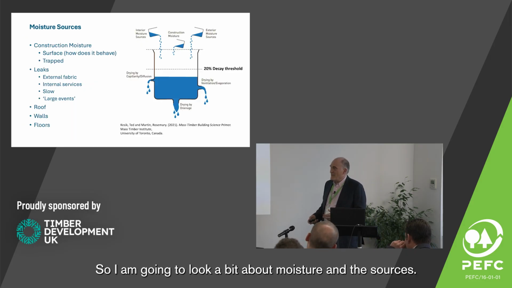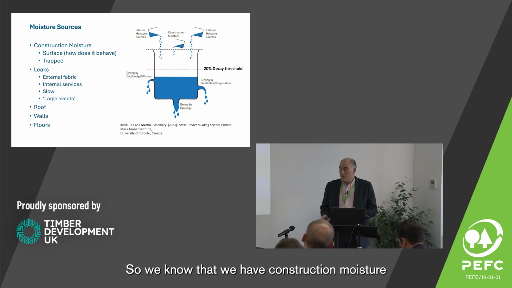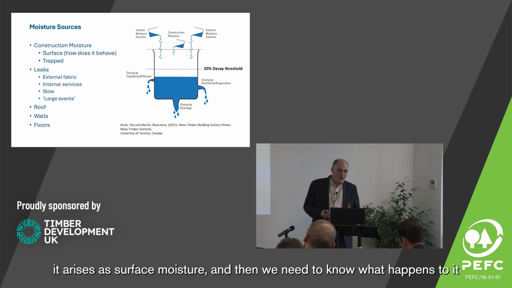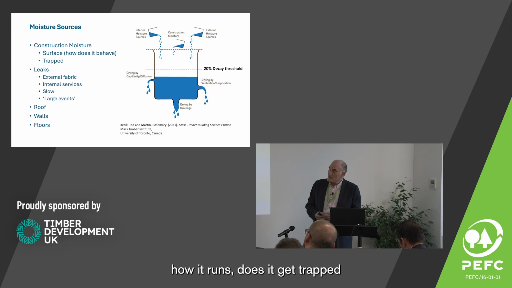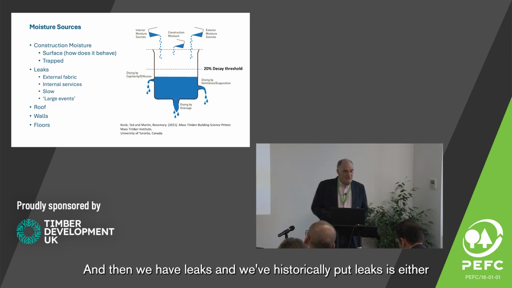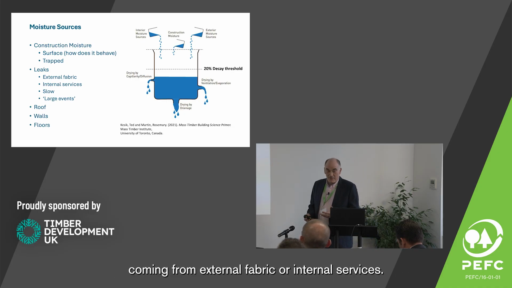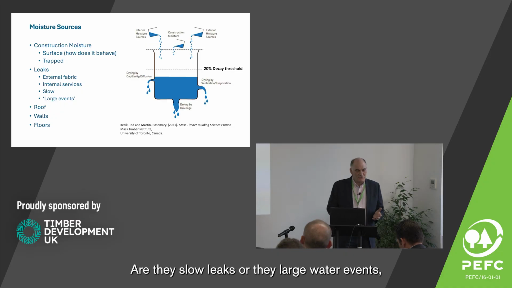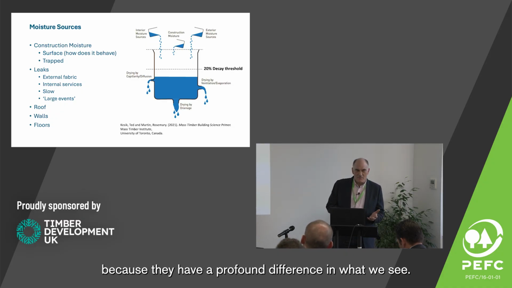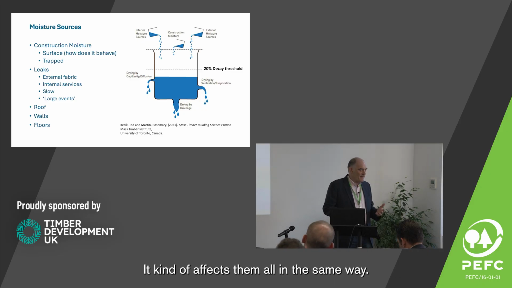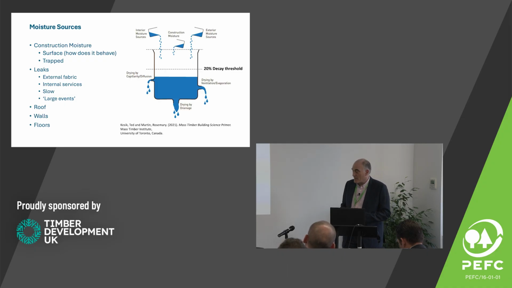So I'm going to look a bit at moisture and the sources. We know that we have construction moisture, rises surface moisture, and then we need to know what happens to it, how it runs, does it get trapped, and where it goes. So that's the start of the build process. And then we have leaks, and we've historically put leaks as either coming from external fabric or internal services. And then practically, are they slow leaks or are they large water events? Because they have a profound difference in what we see. And of course this affects roofs, walls or floors, in the same way in terms of water.